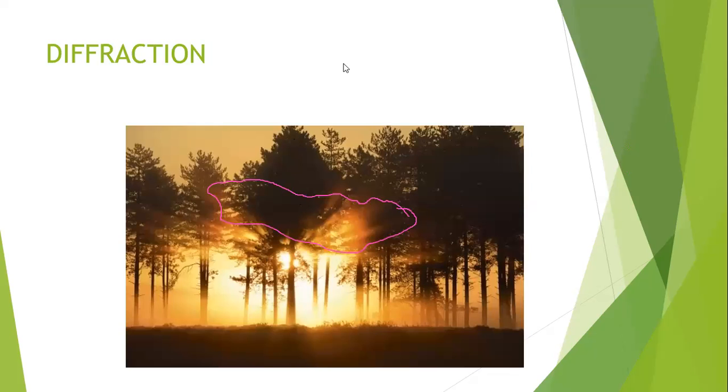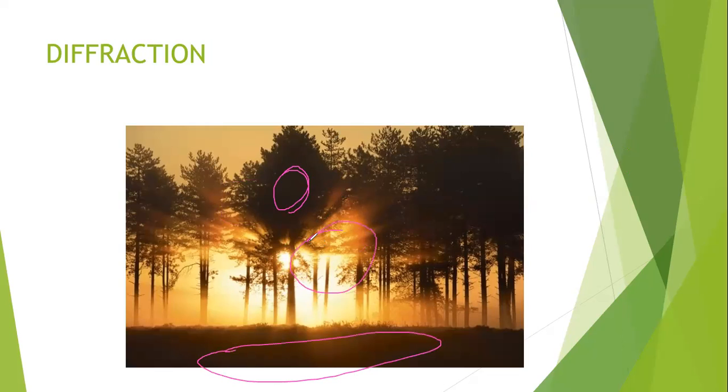Next, here you can see another example of diffraction. If the sun is at the back of these trees, you can see the diffraction of light. When the light from the sun hits the edges of the leaves or the trees, it will diffract, bends a little bit, and some areas are darker and some areas are lighter, showing light and dark areas due to the diffraction.